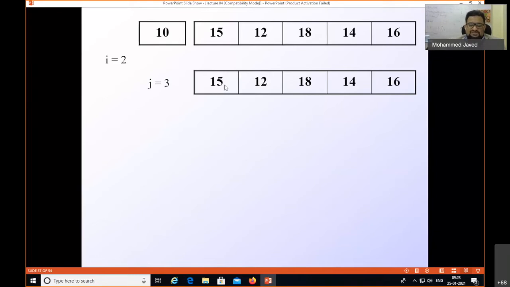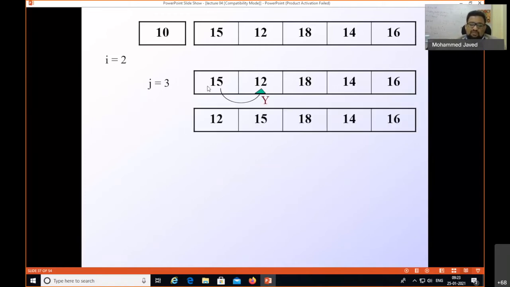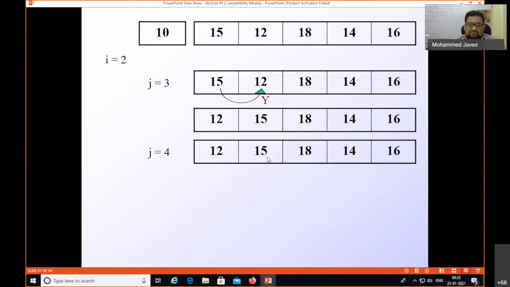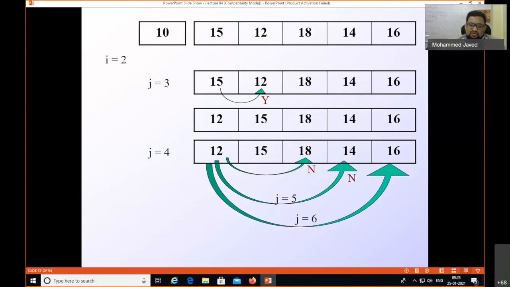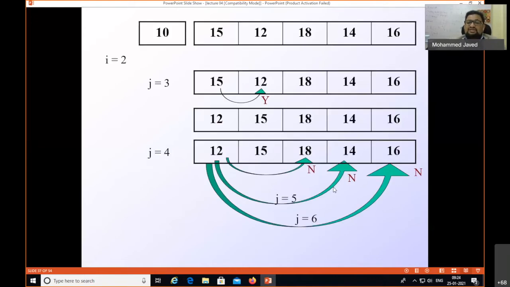Here my comparison will be whether 12 is less than 15. Yes, it is less than 15, so swap it. 12 is swapped and 15 comes to the second position. Now I will see whether 18 is smaller than 12. No, so no swapping will take place. Similarly, whether 14 is smaller than 12, no. Similarly, 16 is smaller than 12, no. And now we got 12 at the second position. So we got the second smallest element, that is 12.